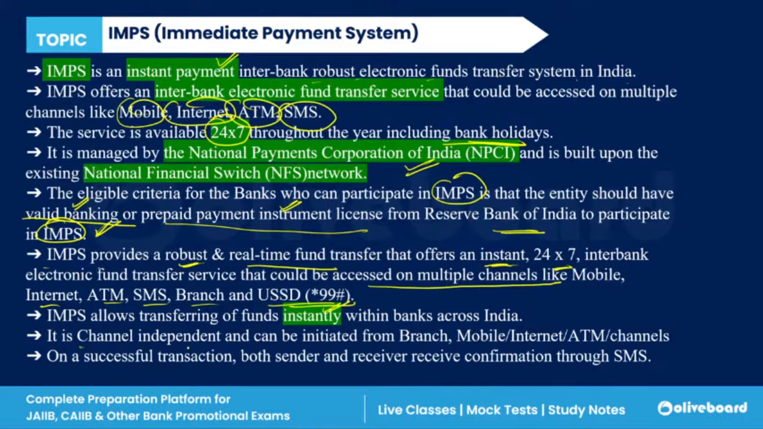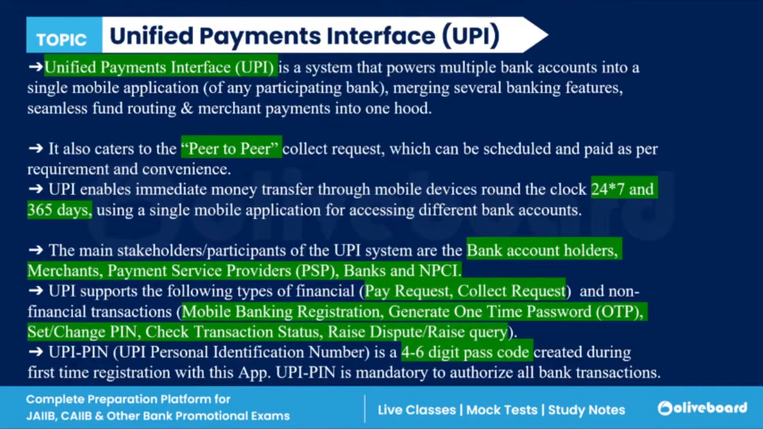It is channel independent and can be initiated from any branch, mobile, internet, or ATM, right? On a successful transaction, the sender as well as the receiver both will receive a confirmation through SMS. So this is Immediate Payment Services, right?